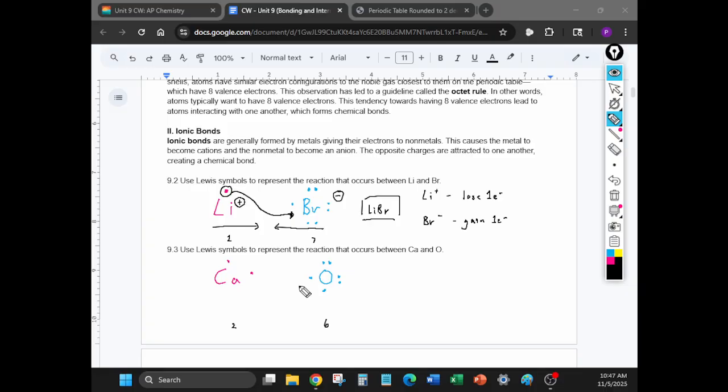Let's look at Ca and O. If you look at Ca, what is Ca's most common ion? 2+, which means it wants to lose 2 electrons. If you look at O, its most common ion is 2-. That means it wants to gain 2 electrons. Okay, and you guys get the point here as well. Ca is going to give both its electrons to O. It's going to become 2+. O becomes 2-. They get close and attracted, and they become CaO.